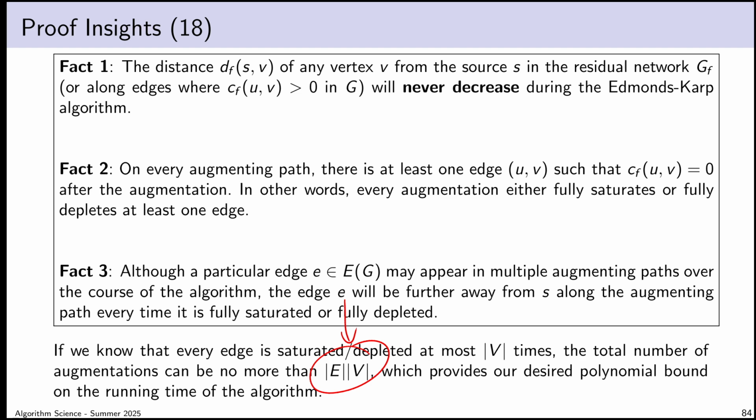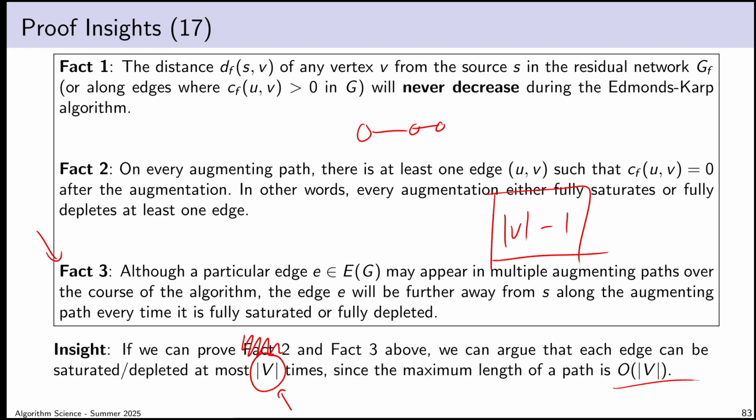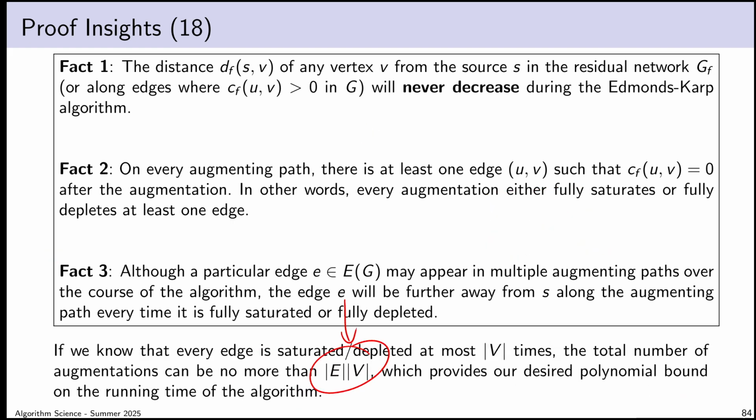Although when the time comes, in a while, I will formally prove that. So I can't just say that now. I will actually fully prove that when the time comes. In the meantime, I have to prove facts 2 and 3. Notice that for the final justification, to actually get to this number, all I really need is fact 2 and fact 3. I need fact 3 to show me that each edge can be saturated or depleted a maximum number of times. I need fact 2 to tell me that every augmentation must involve one edge being saturated or depleted.